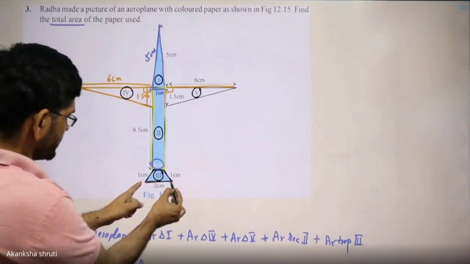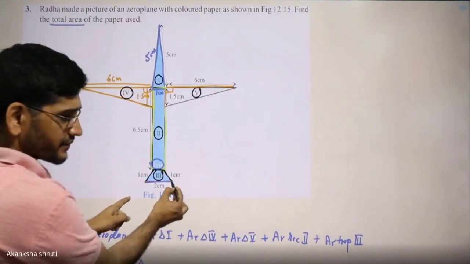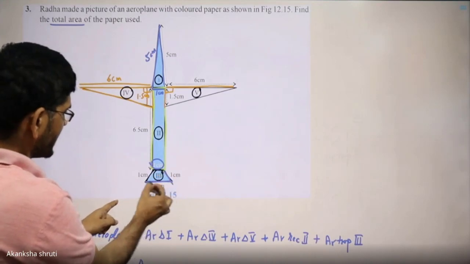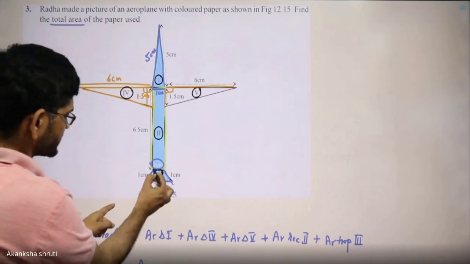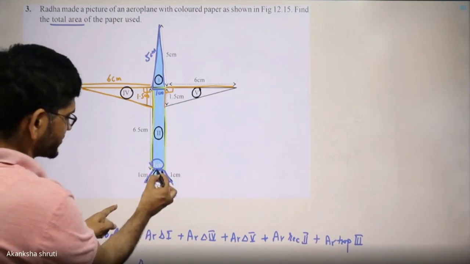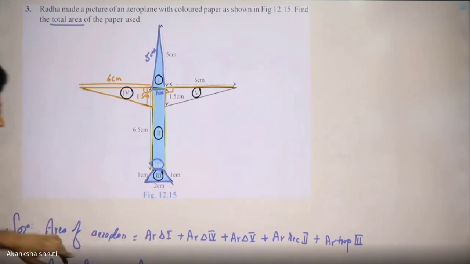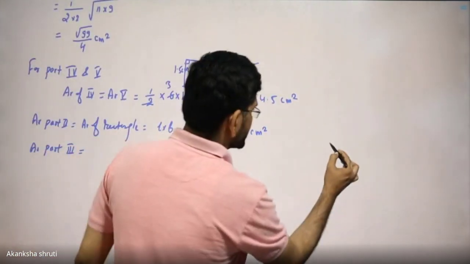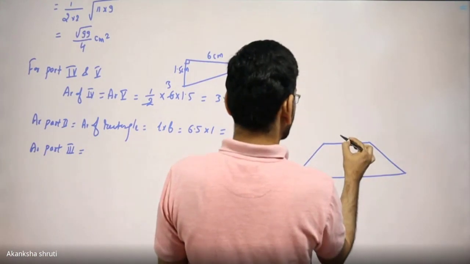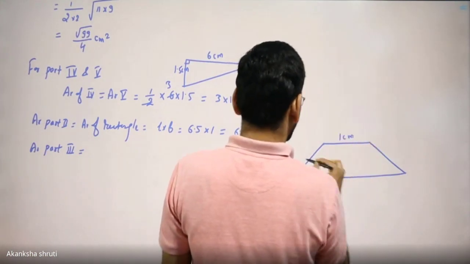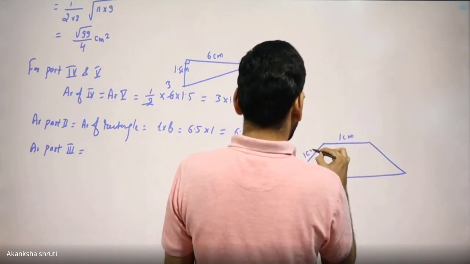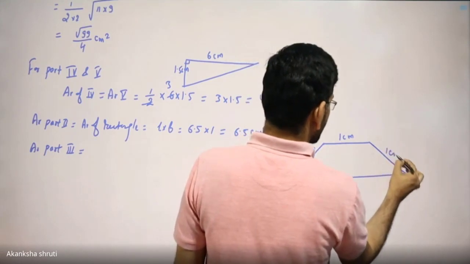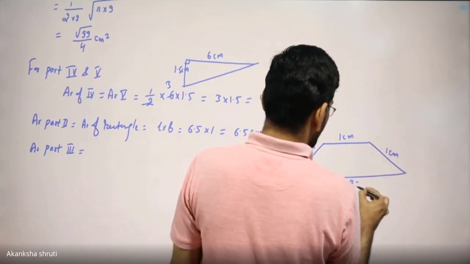This is 2 centimeter. This is 1 centimeter. This is 1 centimeter, and the top side is also 1 centimeter. Isn't it? So be careful. So first draw it to get this. Student, this is our 1 centimeter. This is other 1 centimeter. This is also 1 centimeter, and this is our 2 centimeter.